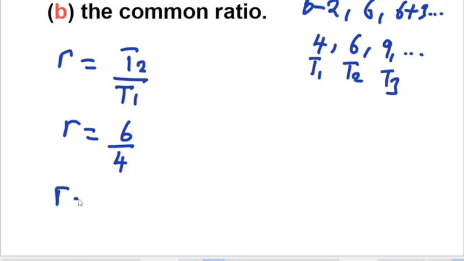We just say r equal to, so we can say the highest common factor of 6 and 4 is 2. 2 into 4 is 2, 2 into 6 is 3. So we have 3 over 2. This is our common ratio.